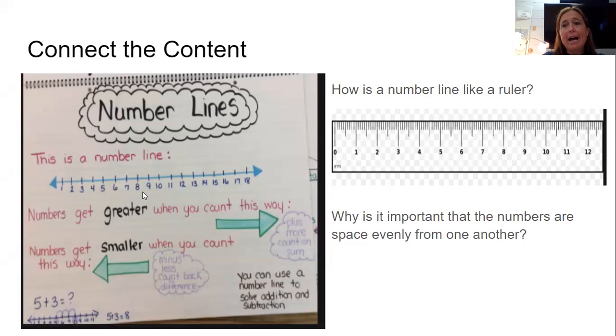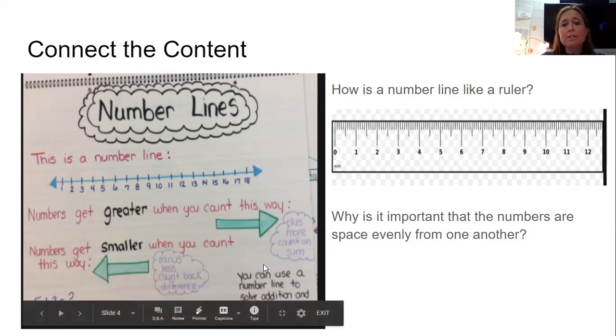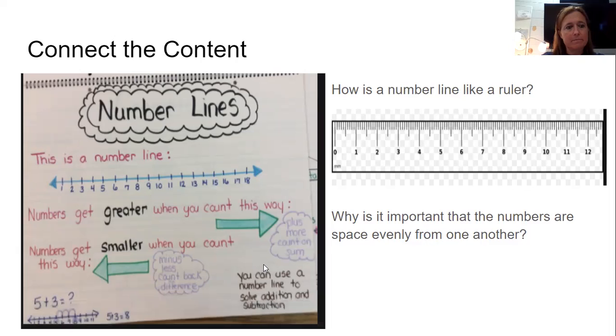So if we're adding in a problem, we're going to the right because our numbers will get larger. If we're subtracting, we're going to the left because our numbers will get smaller. We can use the number line to solve both addition and subtraction problems.